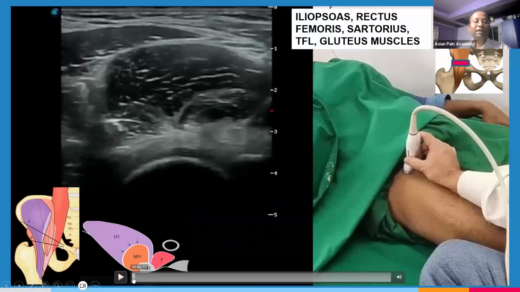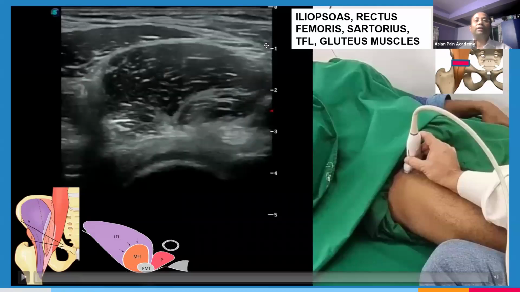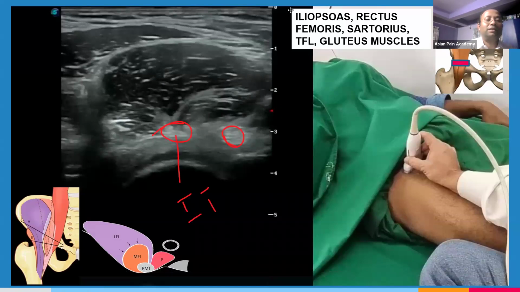So you see very nicely, you can see there are two tendons. This is the psoas tendon, this is the iliacus tendon. Okay. This is the iliacus tendon and this is the psoas tendon. And this is completely iliacus, completely iliacus. Okay.